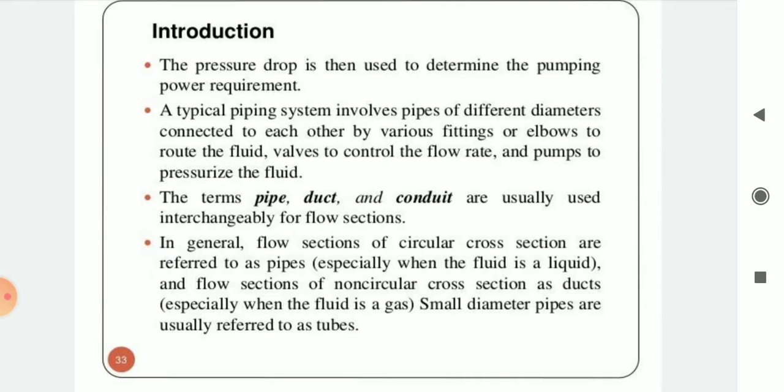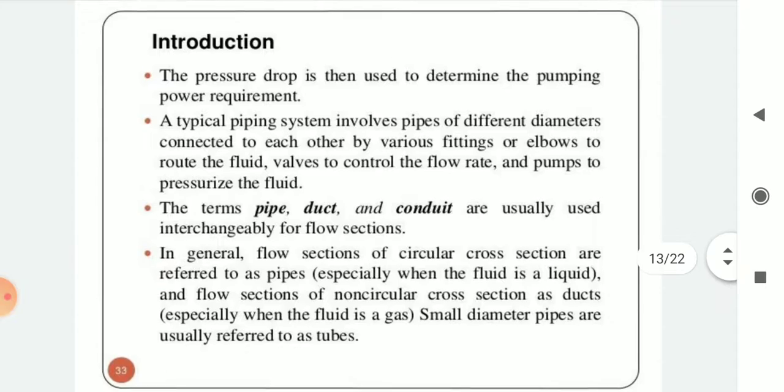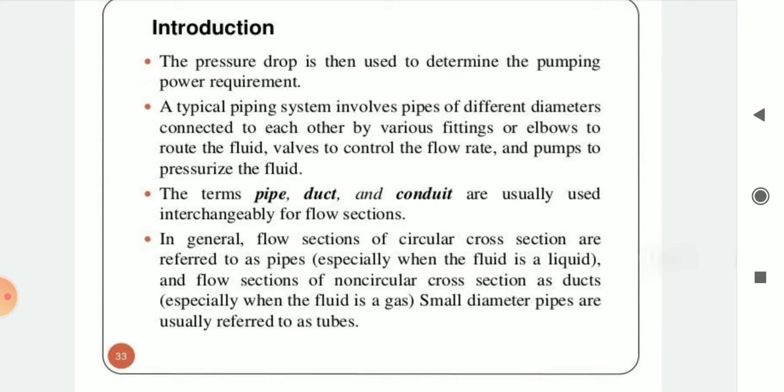The terms pipe, duct, and conduit are usually used interchangeably for flow sections. In general, flow sections of circular cross section are referred to as pipes, especially when the fluid is a liquid, and flow sections of non-circular cross section as ducts, especially when the fluid is a gas. Small diameter pipes are usually referred to as tubes. Okay, understood?